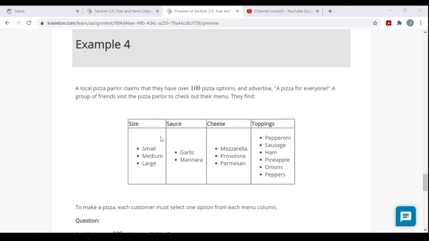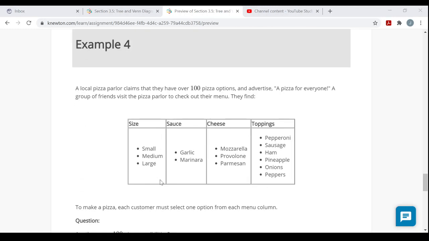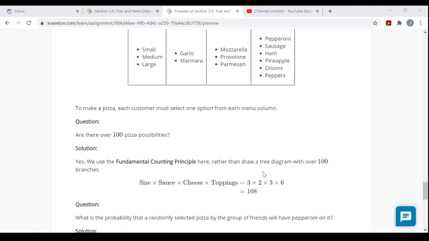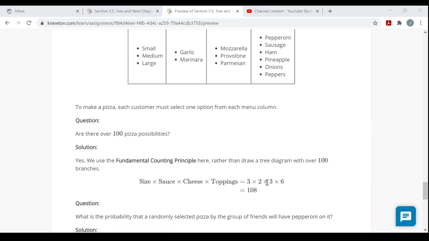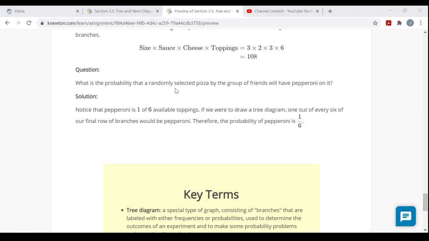Well, according to this fundamental principle, and again, you could make a tree diagram, it would just be really huge. You'd have 3 times 2, which is 6, times 3, which is 18, times 6, which is 108. There'd be 108 different pizzas that you could make if you chose one of these, one of these, one of these, and one of these only. All right. And then what is the probability that a randomly selected pizza by the group of friends will have pepperoni on it?